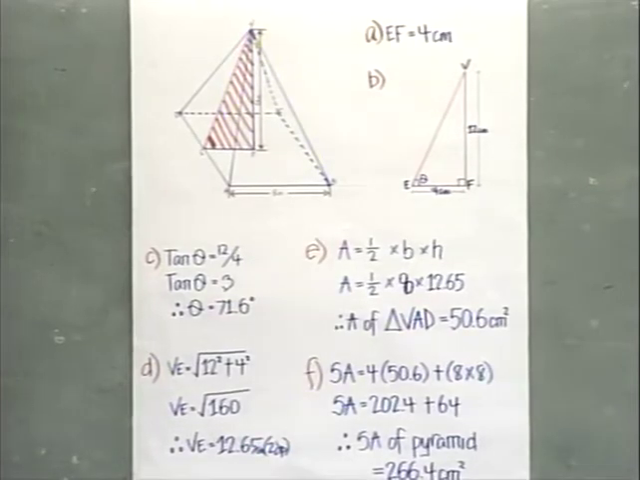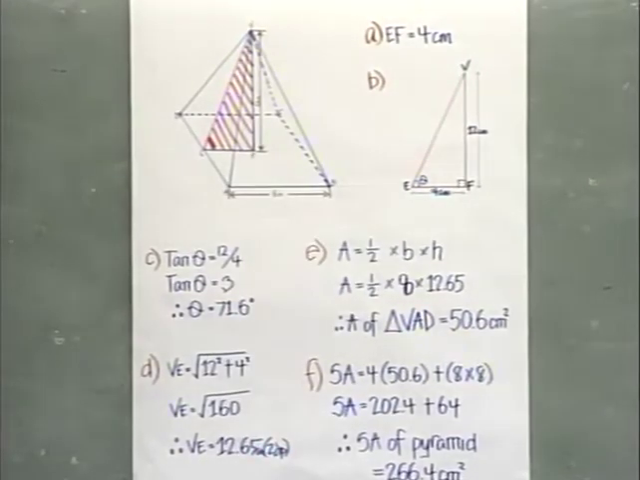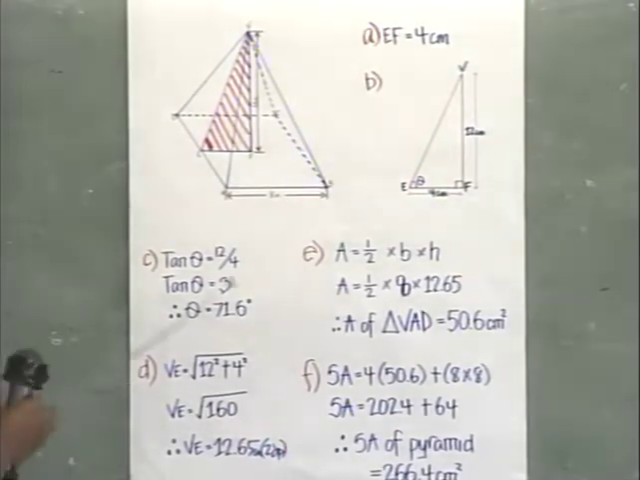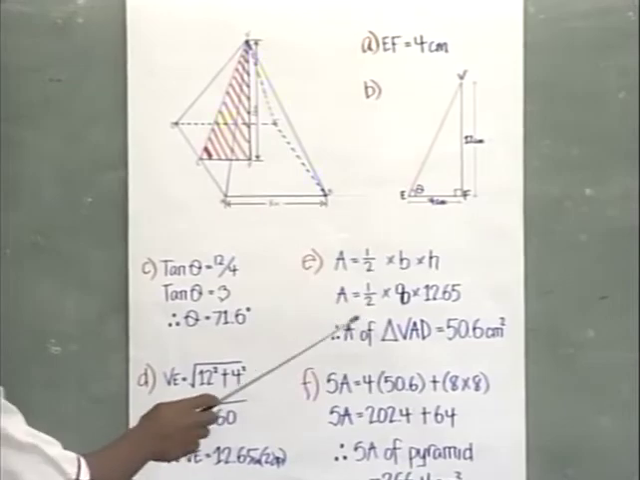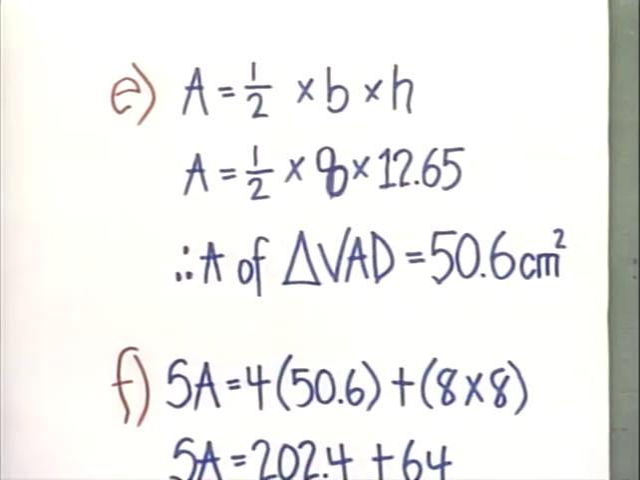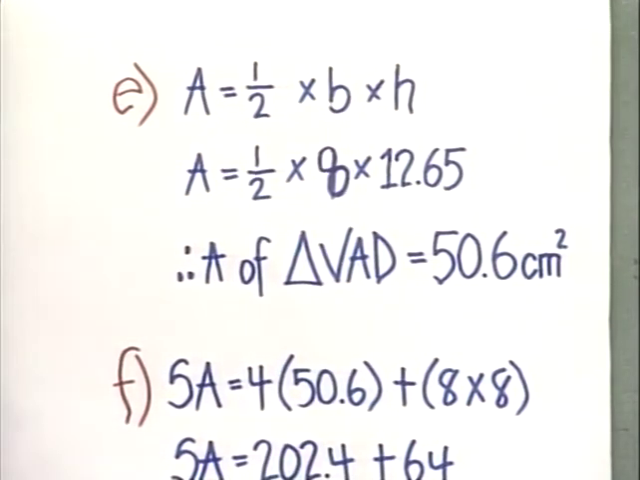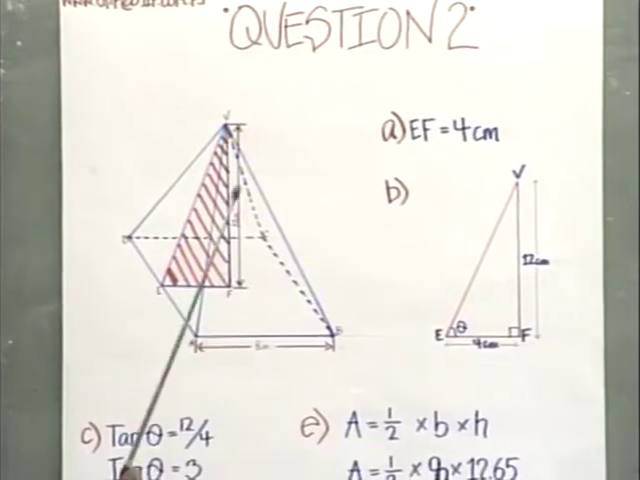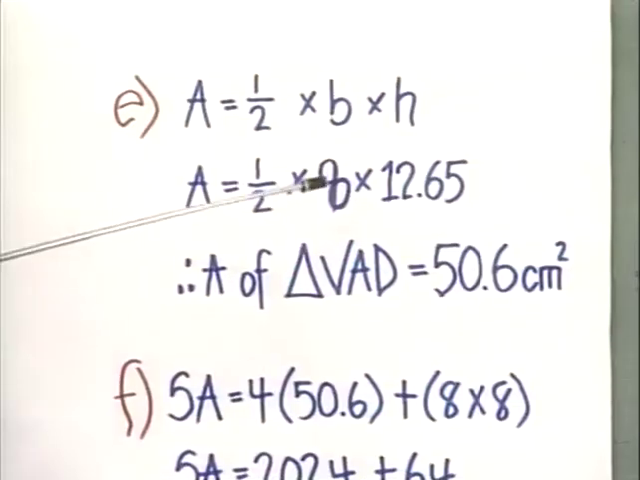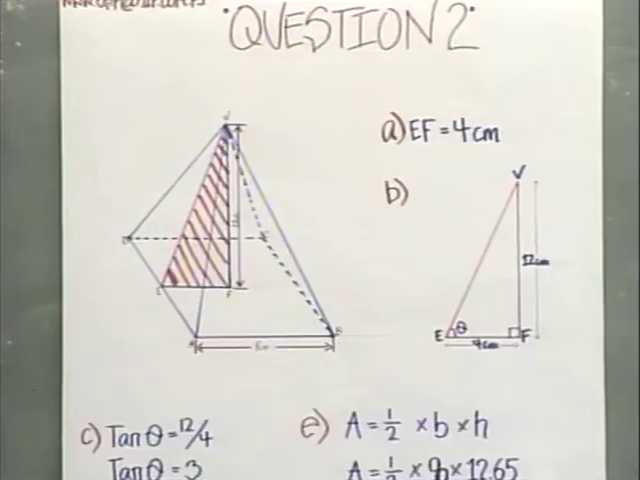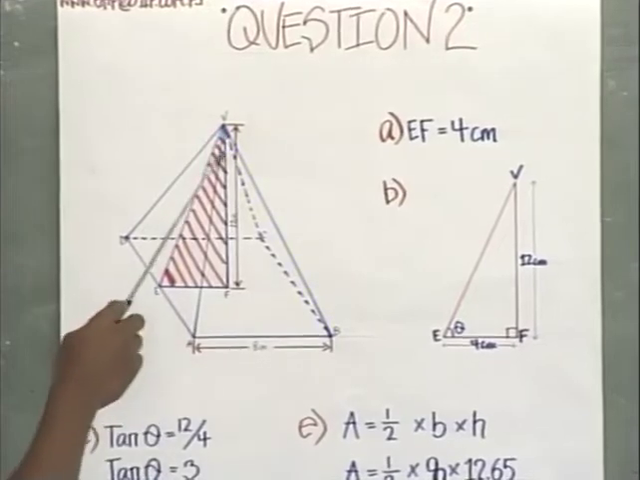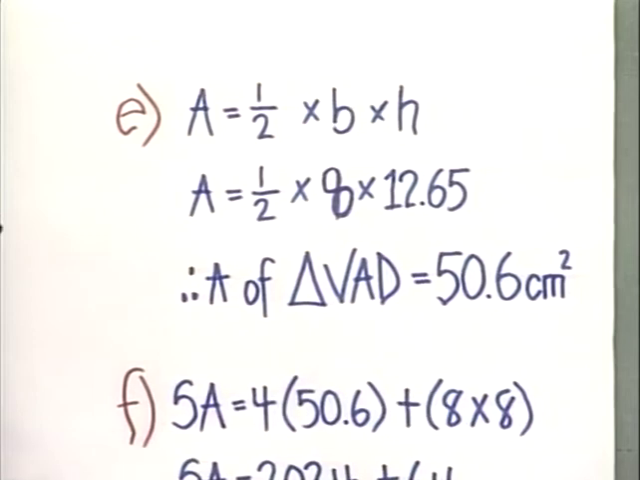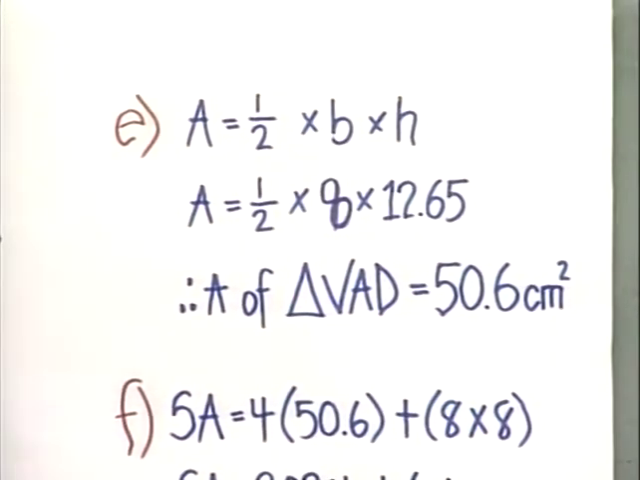Question E reads, calculate the area of triangle VAD. Area equals half times base times height. The base of the triangle is 8 centimeters because of the square base, and the height equals 12.65, which is also the slant height. Half times 8 times 12.65 equals 50.6 square centimeters.